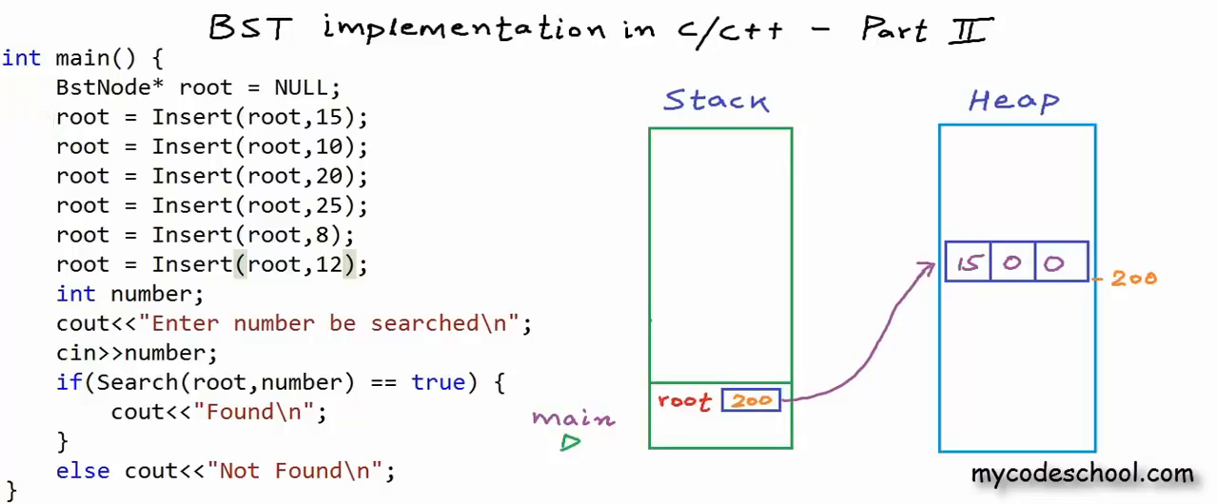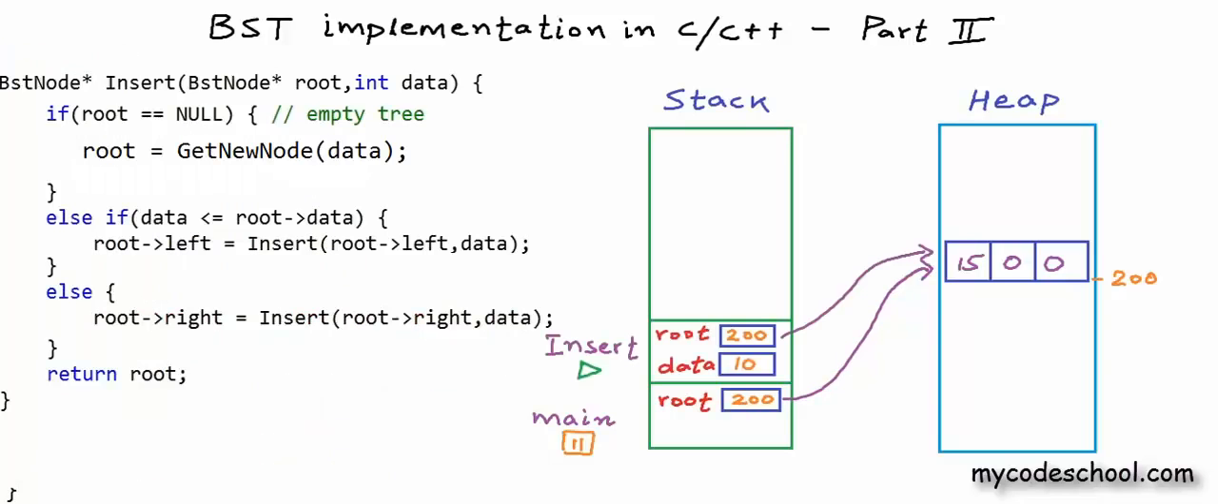Now in the execution of main, control will go to the next line, and we have this call to insert function to insert number 10. Once again, execution of main will be paused and a stack frame will be allocated for execution of insert. Now this time for this insert call, root is not null, so we will not go inside the first if.